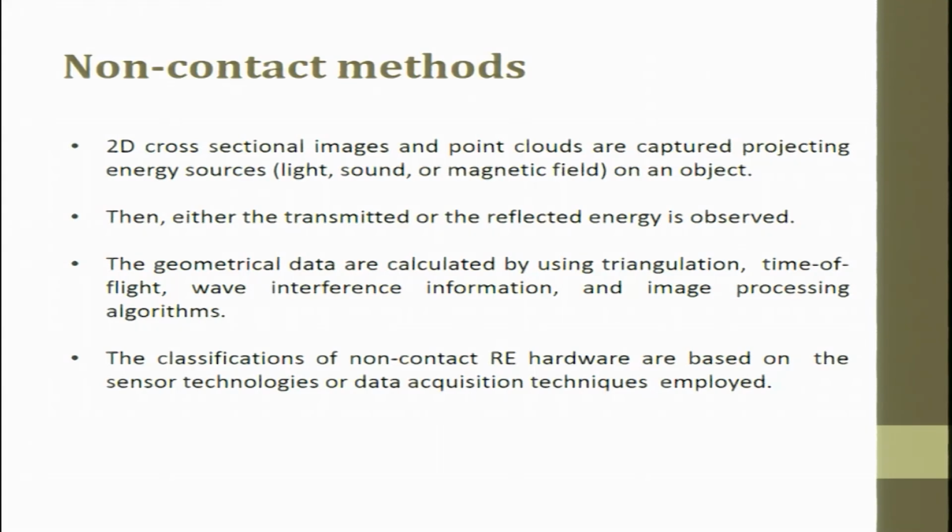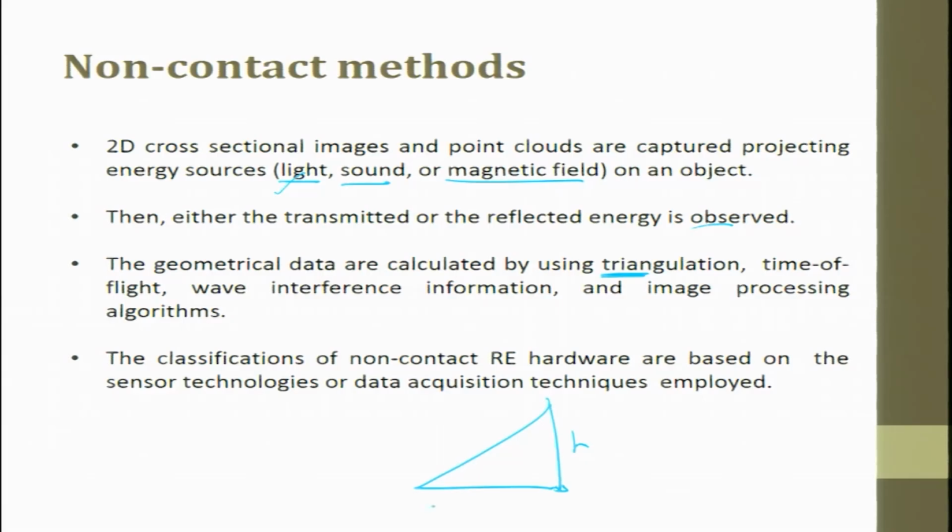The next one is the non-contact type method. Here a 2D cross-section image or a point cloud is captured by projecting an energy source like light, sound or magnetic field onto the object. It can be light, it can be sound, it can be a magnetic field, but predominantly what we work with is light. But there are acoustic-based sensors available for measuring the surface. Then either the transmitted or the reflected image is observed, and the geometric data are calculated by the triangulation method.